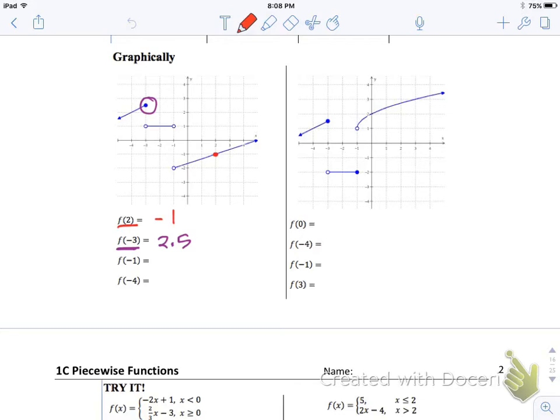So 2.5 is the solid dot. You don't want to put 1 because that's a hole. Then -1 does not exist. I put that in there because notice that at -1 there's 2 holes. There's no graph. It's like it doesn't exist there. And f of -4 is way over to the left. Go up, there's a graph there. And then you just find the height that is associated with that. So it's 2, and I marked it in orange.